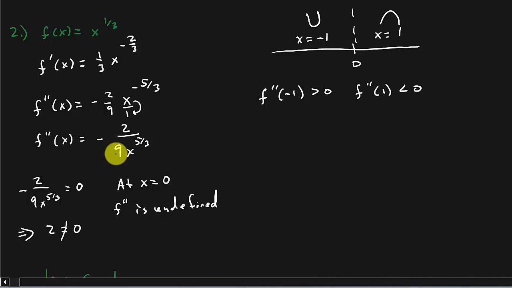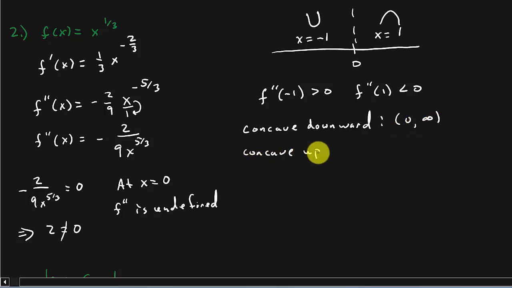So once again, it doesn't ask for concavity, but let's go ahead and put it down. So it's concave downward from 0 to infinity, and concave upward from -infinity to 0. So that's the concavity. They didn't ask for it, but we like to do extra, so we write it down. And so now we have an inflection point.